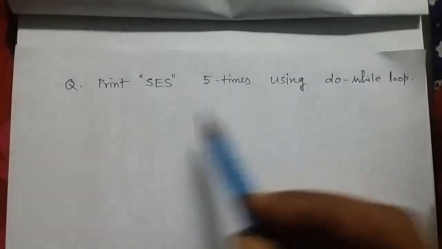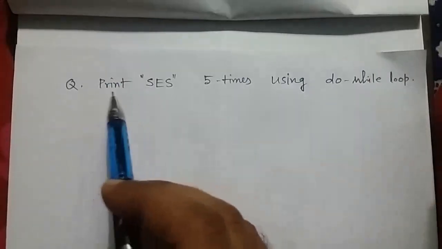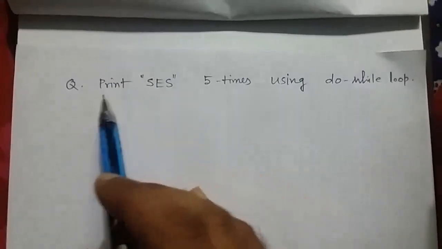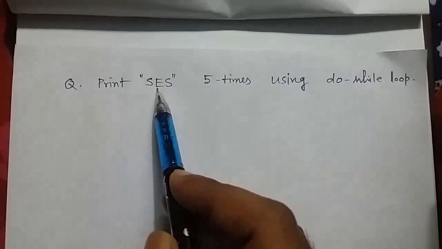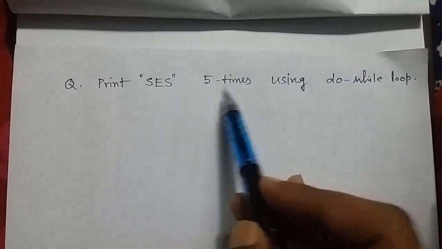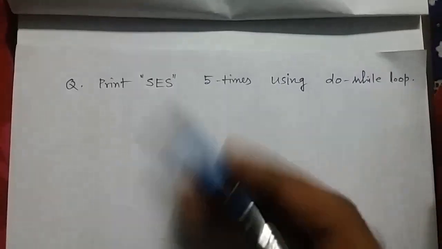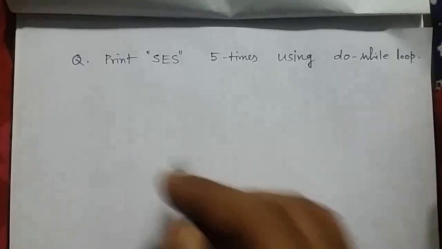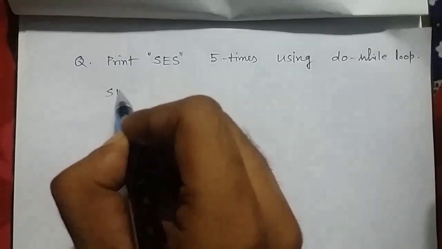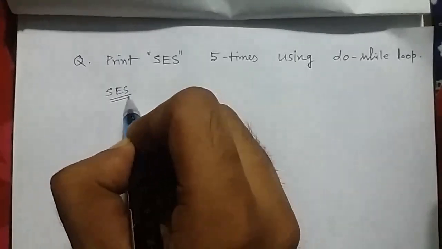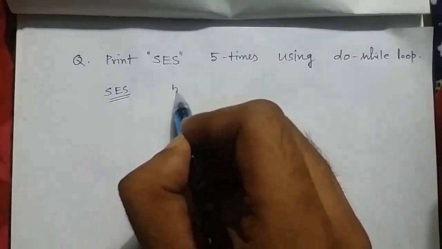Now I want to apply this do while loop in a program, and you can see that the program is given here. That is a very easy program. Print ACS, that means Southern School, 5 times using do while loop. So you need to print ACS, that is your task. You need to print ACS Southern School. How many times? 5 times.